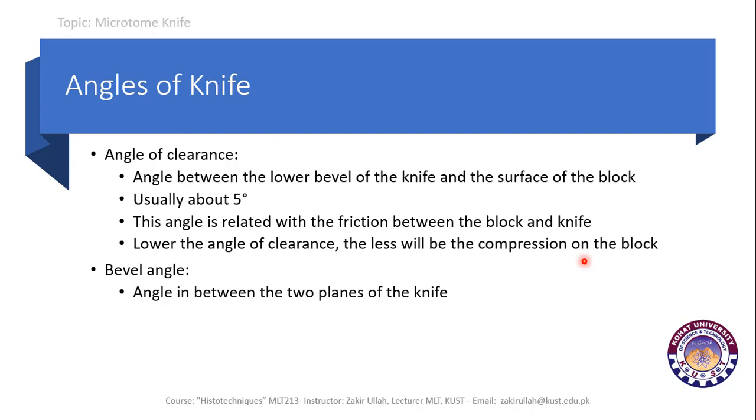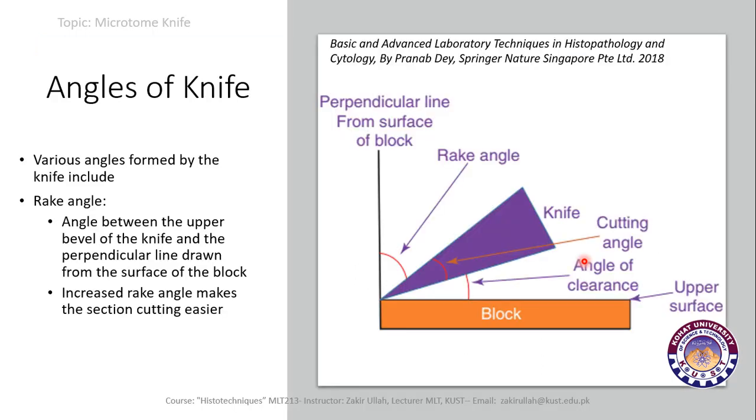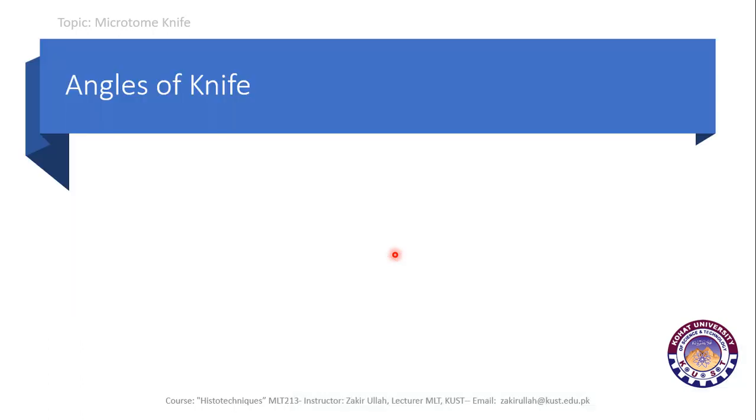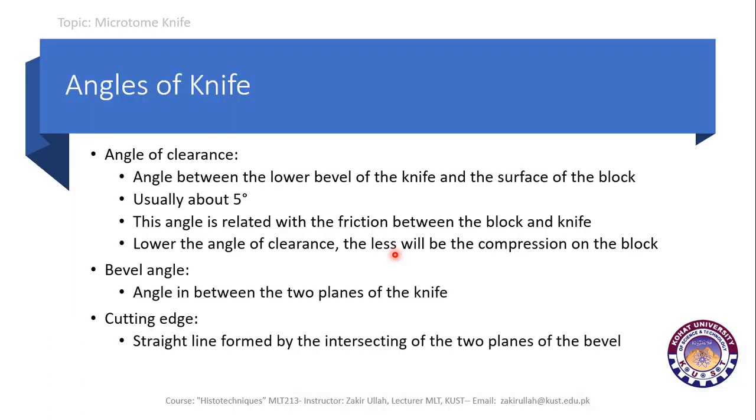The bevel angle, this is the angle in between the two planes of the knife. This is the cutting angle and the angle of clearance, the rake angle. The cutting edge, this is a straight line formed by the intersecting of the two planes of the bevel.